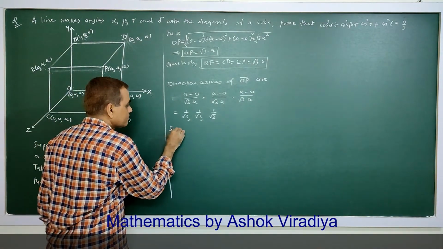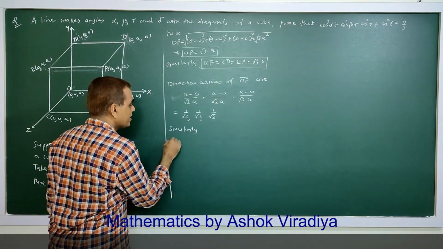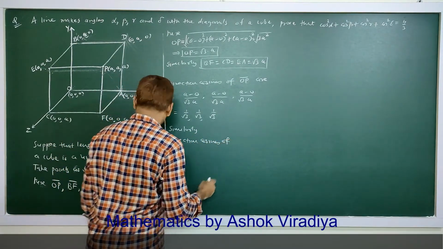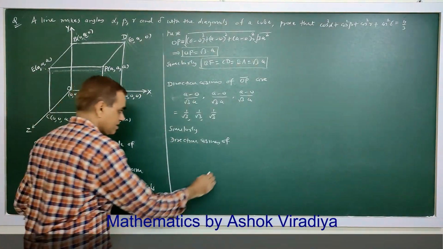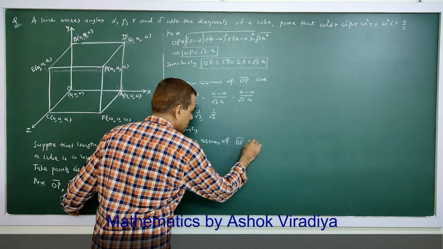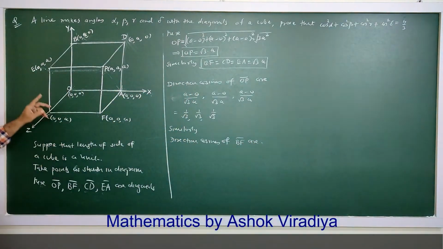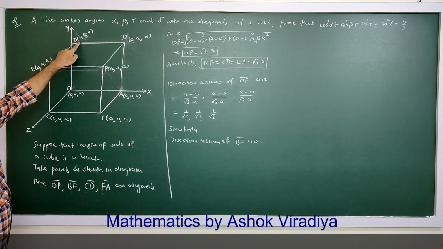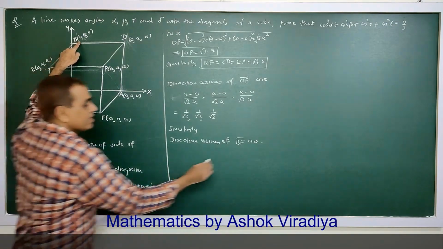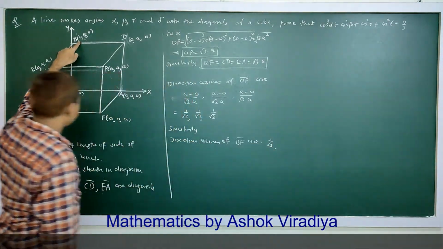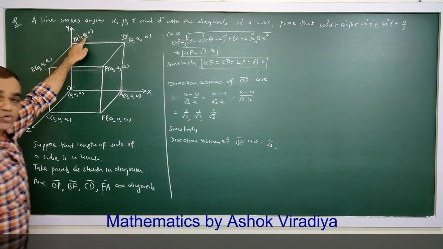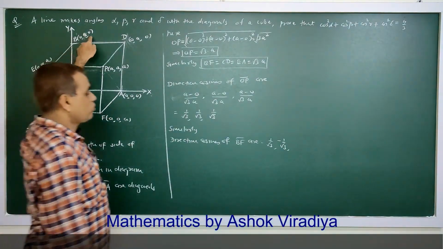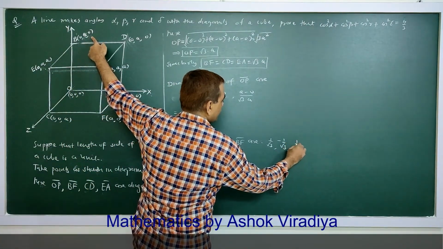Similarly, we can calculate direction cosines of BF. Say this is B, this is F. a minus 0 upon root 3a, that is 1 upon root 3, comma 0 minus a upon root 3a, that is minus 1 upon root 3, comma a minus 0 upon root 3a, that is 1 upon root 3.